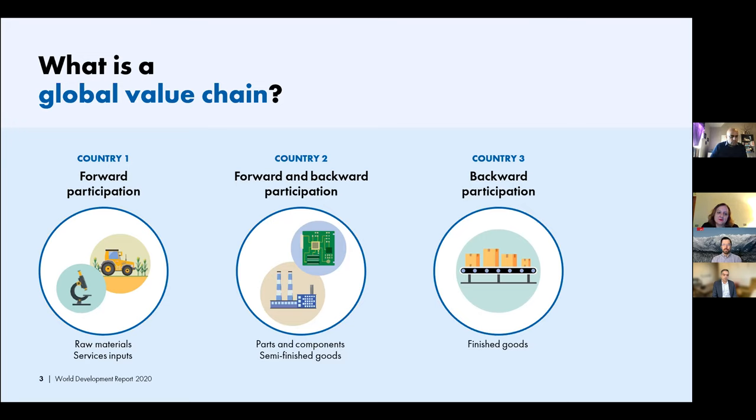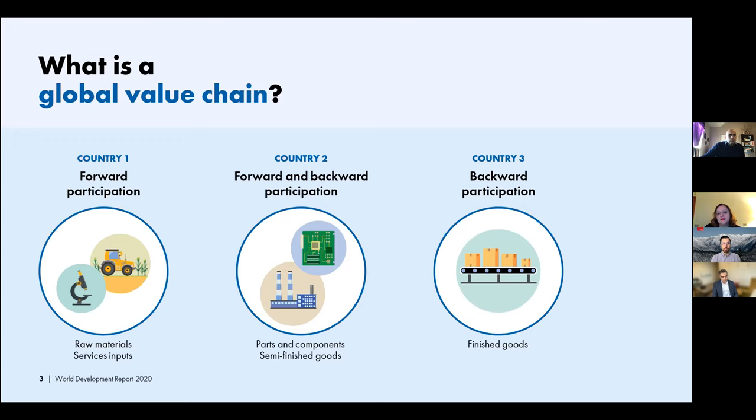We have a first country that participates by being very upstream with commodities, with raw materials, but also with research and development. Let's assume that this country does only these upstream activities. And so its participation would be all forward, meaning it exports to other countries that transform and then sell to the global markets. Then country two is the case of countries that are in the middle. They take inputs, commodities, research and development from other countries. They transform, produce parts and components. It could be semiconductors, for instance, or other semi-finished goods. And then they re-export for the global markets.